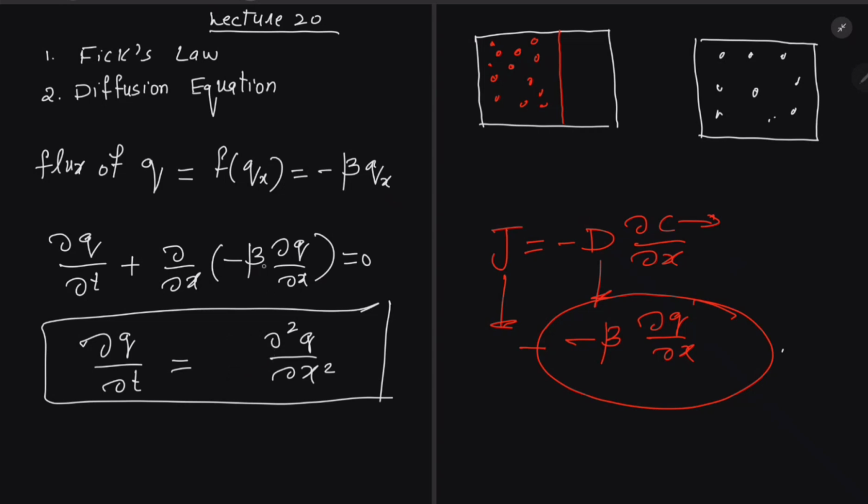In that case, beta will not come out of the derivative. Partial q by partial t is equal to partial by partial x of beta of x partial q by partial x. It should look like this, not the second derivative. So this was all about the diffusion process.